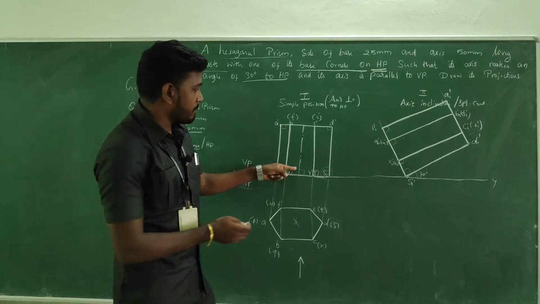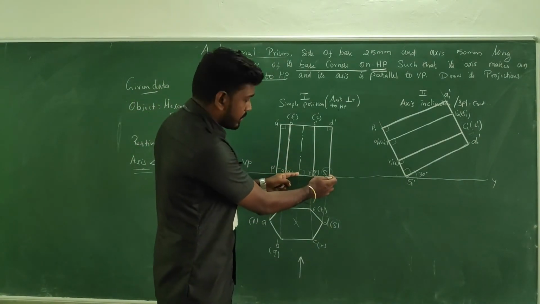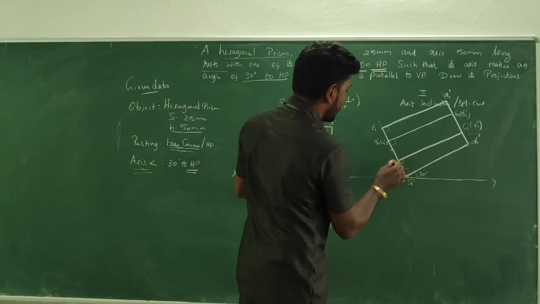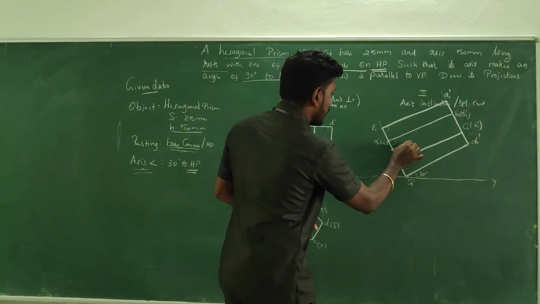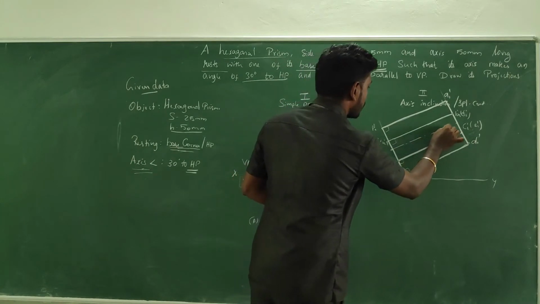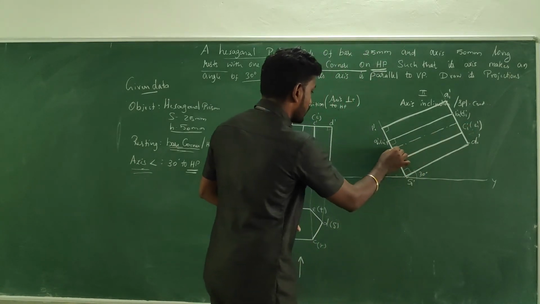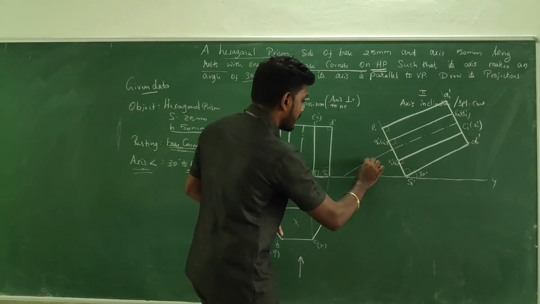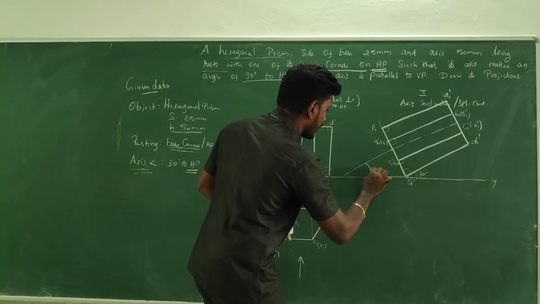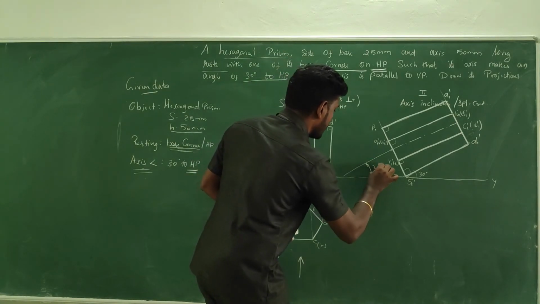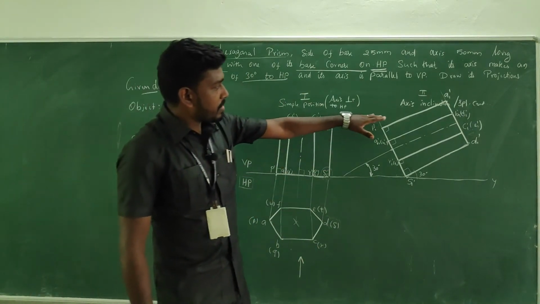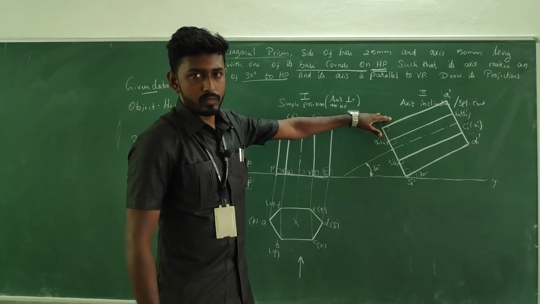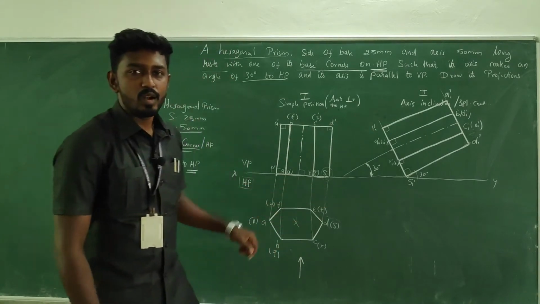Then the axis is there. For that you can take the measurement from S, just reproduce it with the same measurement, cut it here, so that you will get the axis. Okay, so this axis is inclined 30 degrees. Here you can mark it as 30 degrees by extending the line to the XY. So this is the final front view. What is next? Final top view.